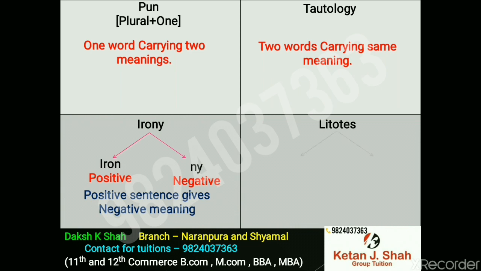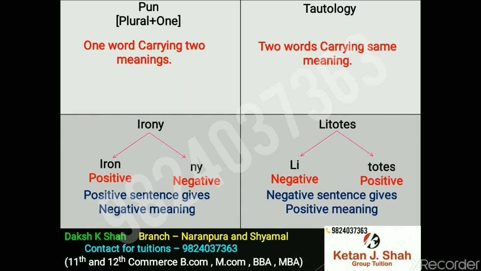Then litotes. It can be divided into two parts, li and totes. Li means negative and totes means positive. It is the opposite of irony. Negative sentence gives positive meaning. Like, I am not an ordinary teacher. Not is given here and ordinary is given here. So we are saying that I am an extraordinary teacher. Negative sentence gives positive meaning. It's litotes.